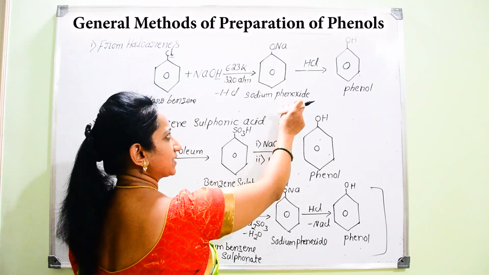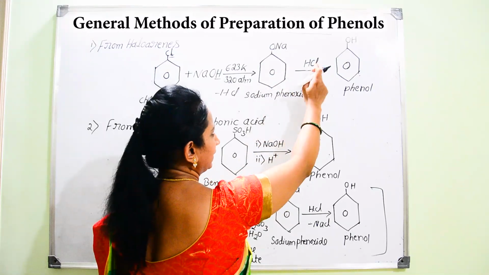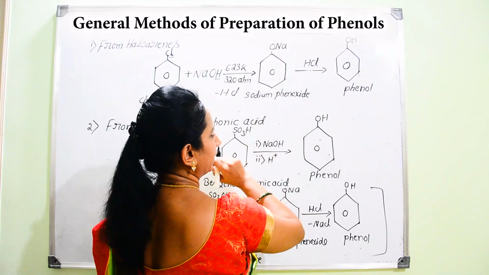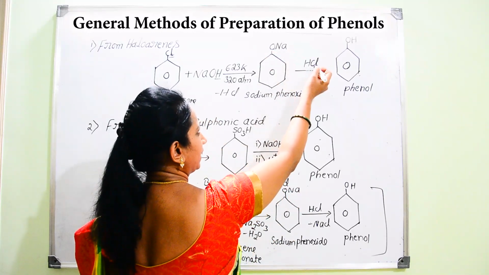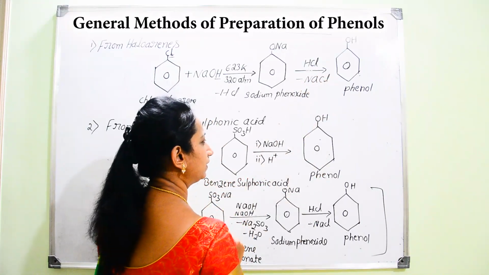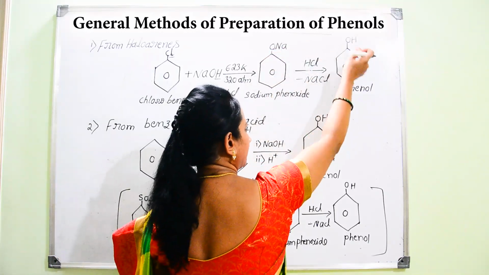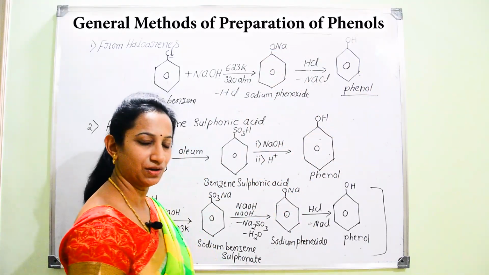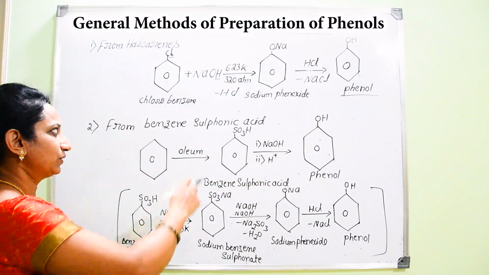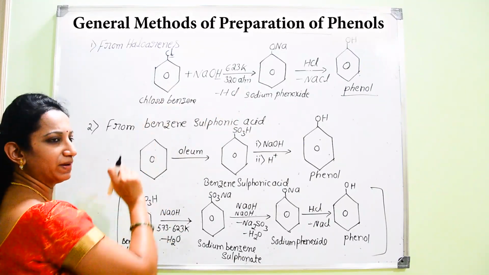The sodium phenoxide on treatment with acid, we can easily guess, there will be presence of H plus and Cl minus, and here it is ONa. This Na can easily combine with Cl and it will be removed in the form of NaCl, so that H will get attached to the oxygen atom of the aromatic ring, which results in the formation of the final product, that is phenol. So this is the first method of preparation for phenol, starting from chlorobenzene.